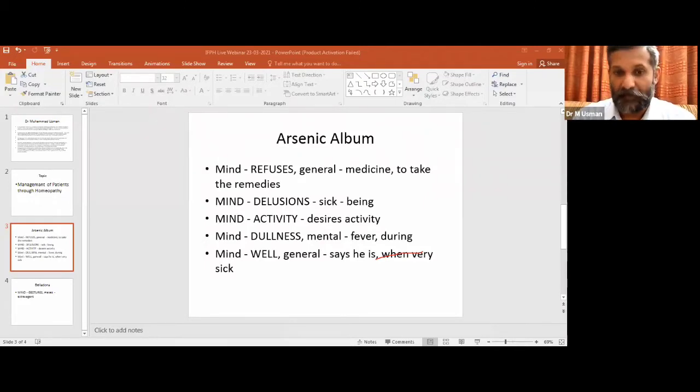And then I asked again to the child, what do you feel? He says, well, I'm fine. Although he is having a fever of 100.5 or 100.01 Fahrenheit, and yet he is saying, I'm fine. The rubric was, well, general says he is, when sick, when very sick. So I have taken collectively 5 rubrics.